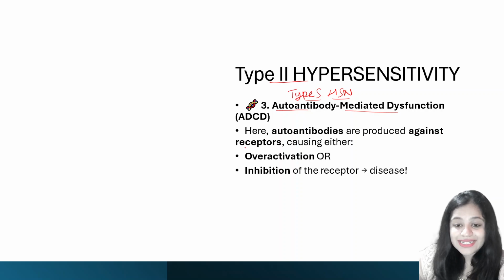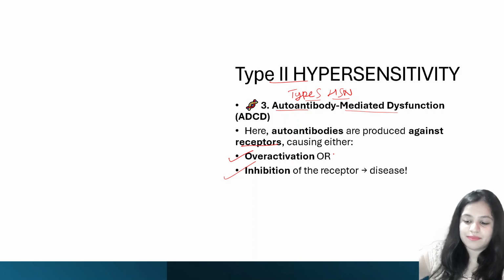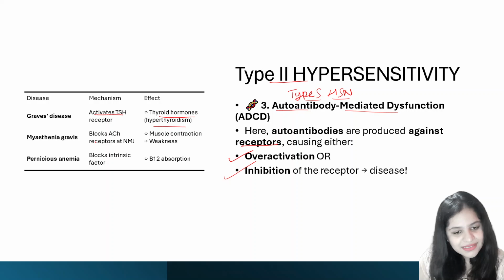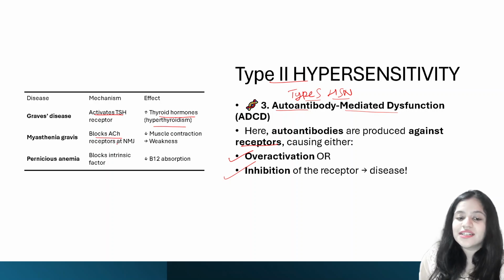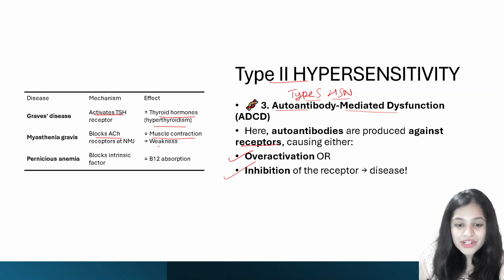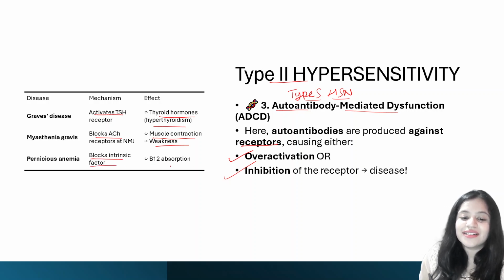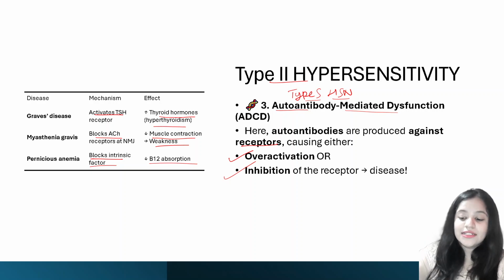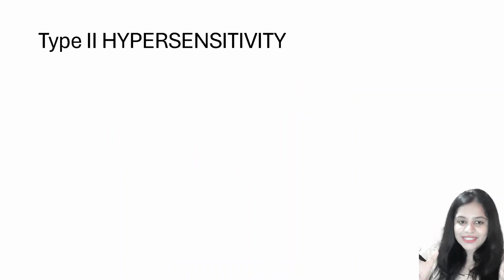So what happens here? Autoantibodies are produced against the receptor, causing either overactivation or inhibition of the receptor. Like Graves' disease, it activates the TSH receptor, increases thyroid hormone, causes hyperthyroidism. Myasthenia gravis blocks your acetylcholine receptor at the neuromuscular junction, causes muscle weakness. Pernicious anemia blocks intrinsic factor and causes a decrease in your B12 absorption. Okay. This was all for your type 2 hypersensitivity.